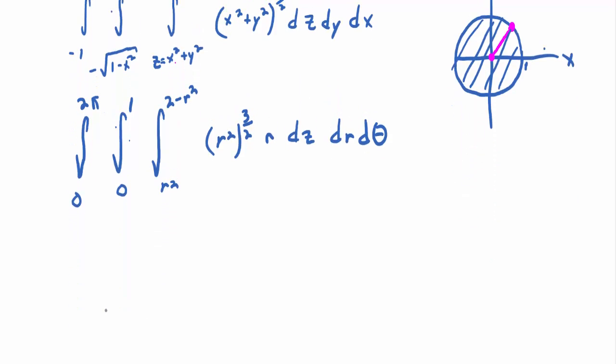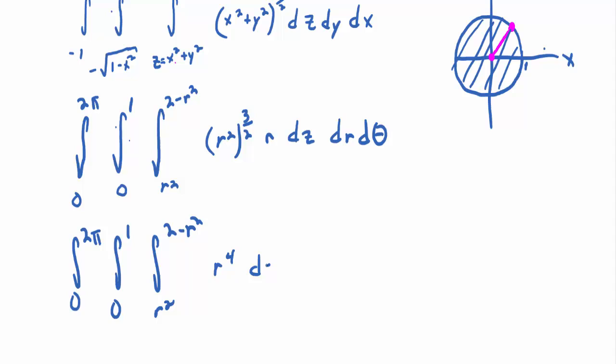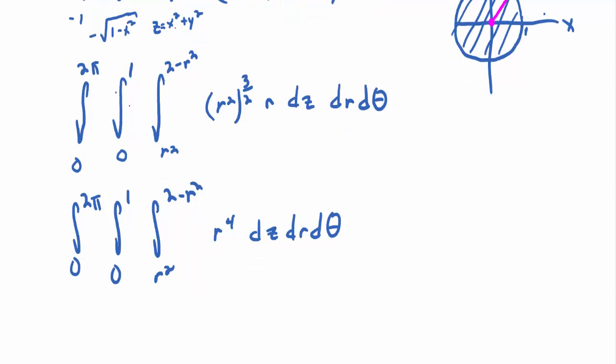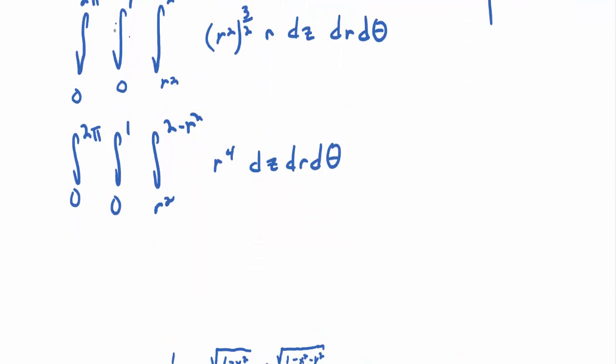All right, so cleaning it up, we get the integral from 0 to 2 pi, integral from 0 to 1, integral from r squared to 2 minus r squared, and then what does this become in here? What's r squared to the 3 halves? 3 r to the third times another r to the fourth, and then dz dr d theta. And it becomes just a reasonably easy integral to evaluate. We can't break it up quite yet, so let's just evaluate the inner integral here.